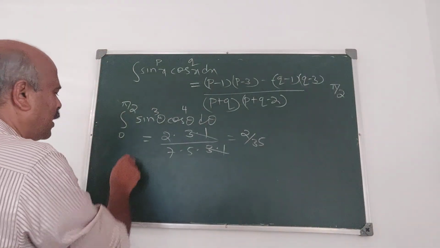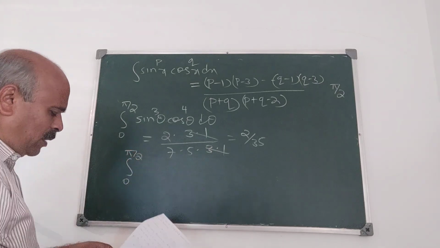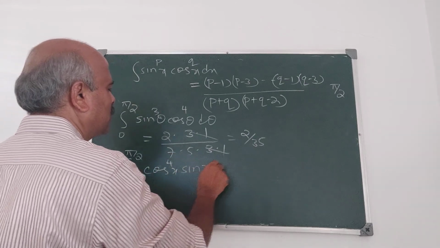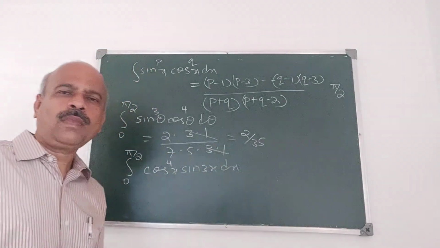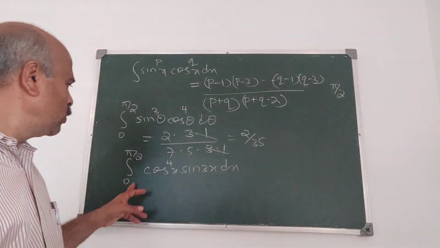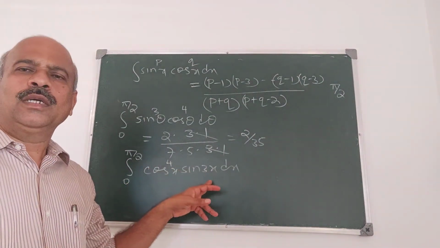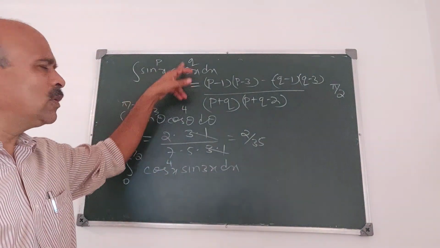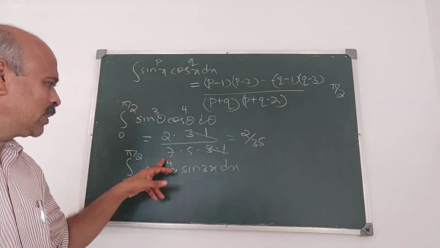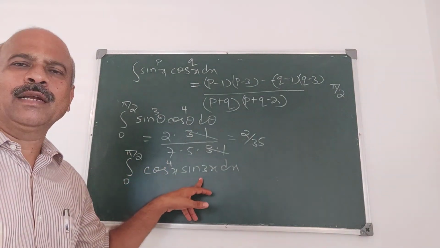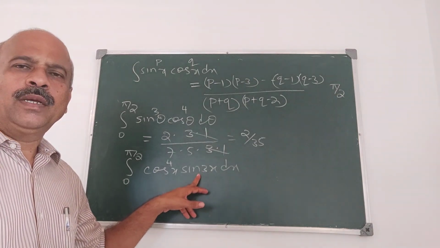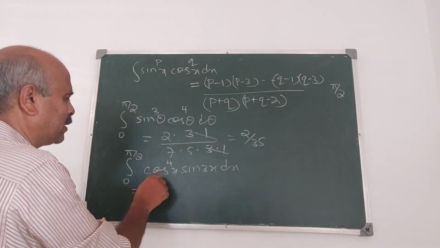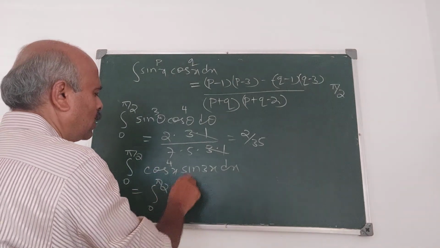Now I consider a different problem. Evaluate the integral from 0 to pi by 2 of cos x raised to 4 sin 3x with respect to x. But this is not in the sin x raised to p cos x raised to q form, because cos x raised to 4 is correct, but sin 3x is there. Using multiple angles, first you have to express sin 3x in the form of sin x.